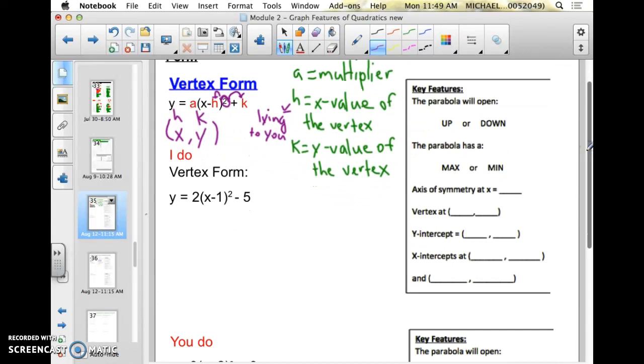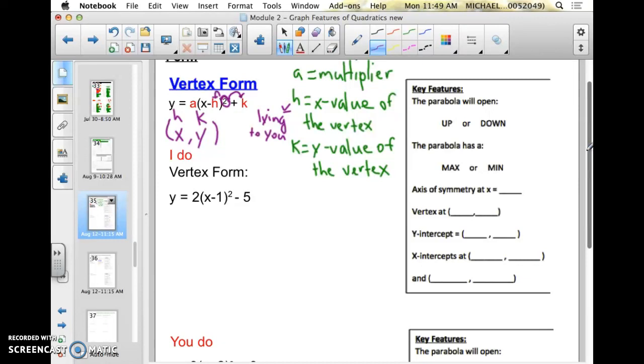I'm going to put this into practice then. The I do example is given to me in vertex form: y equals 2 times the quantity of x minus 1 squared minus 5. The biggest clue that helps me know that this is in vertex form and not standard form is the quantity, x minus or plus a number. That won't always be there, but if it is there, it's typically going to be vertex form for our purposes. So if there's ever a quantity or parentheses there, you can know it's vertex form.